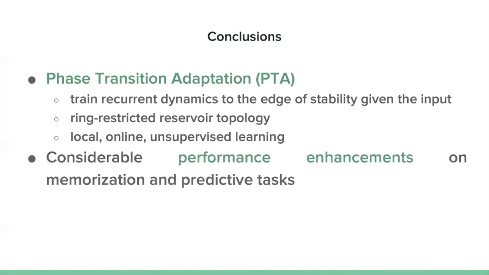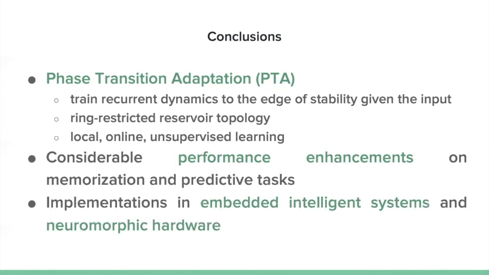Overall, we have shown that the algorithm can lead to considerable performance improvements on a number of tasks, both for pure memorization and also in the case of nonlinear predictions. And finally, we believe that this study opens several possibilities for further developments. And I think this is one of the most intriguing aspects of this work in particular. As reported in the paper, the properties of PTA are foreseen to be exploited in the context of implementations in embedded intelligent systems and neuromorphic hardware.